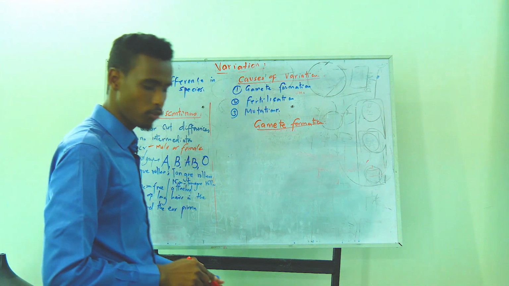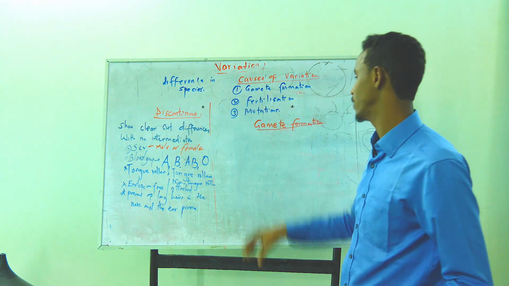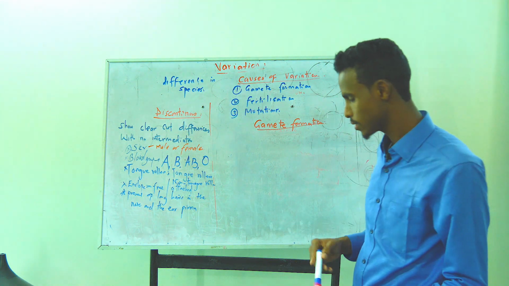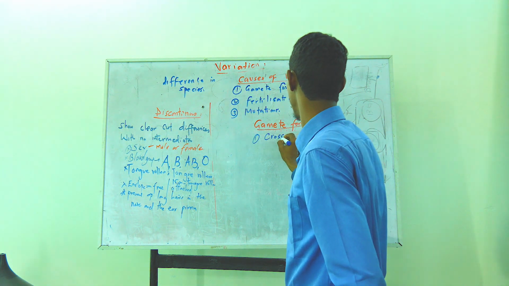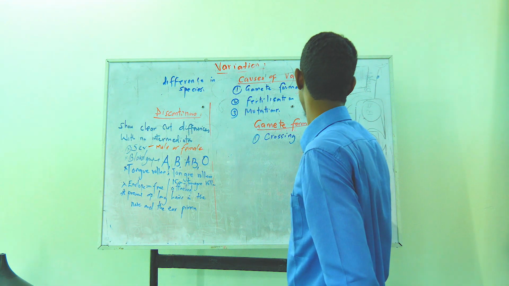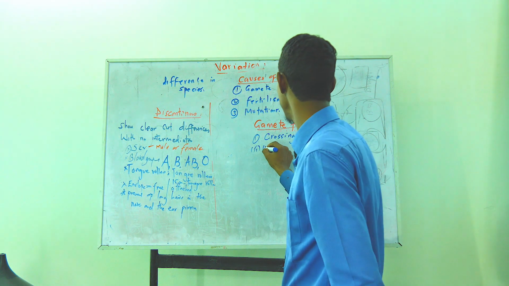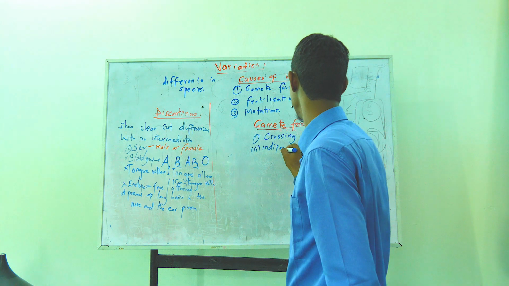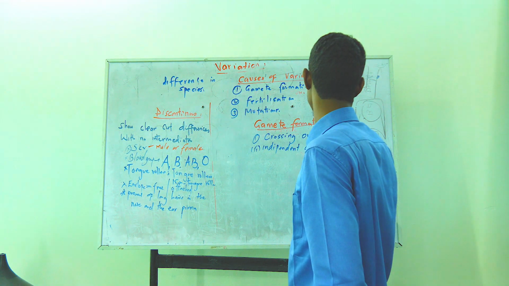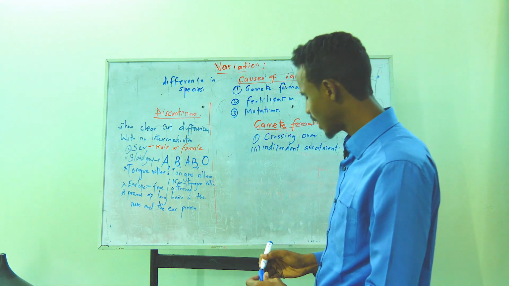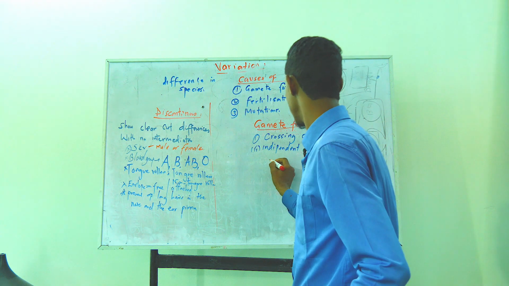Now, gamete formation influences variation in two ways. That is, number one, crossing over. Number two, we have independent assortment. Good. Now, let's start with the first one, crossing over. I'll not be writing, but I'll just be explaining.